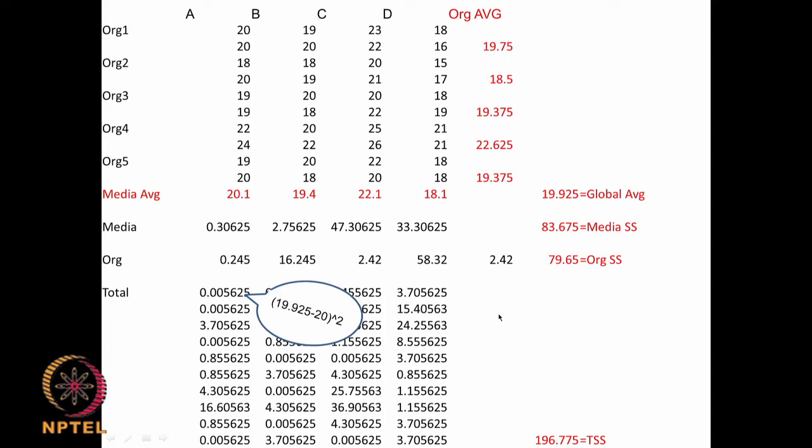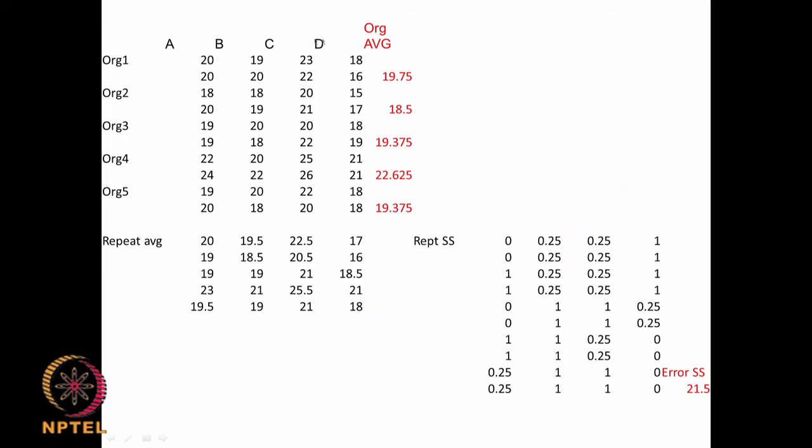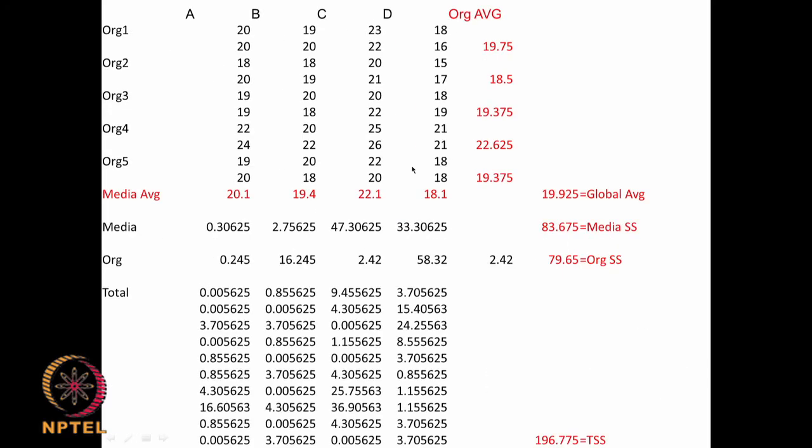196.775. Okay, now how do I get the error sum of squares? Now every time you have replicated, so obviously this is an indication of the error, right. So if you take an average and then the difference from the average, square it up, that is an indication of the error. So then you can add up all of them, okay. So again I am showing the same data here.